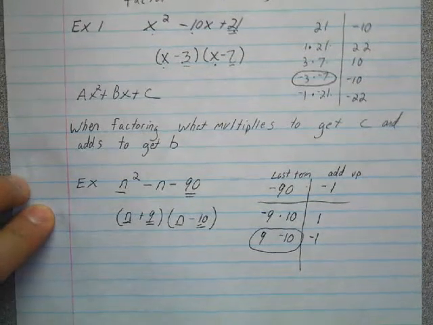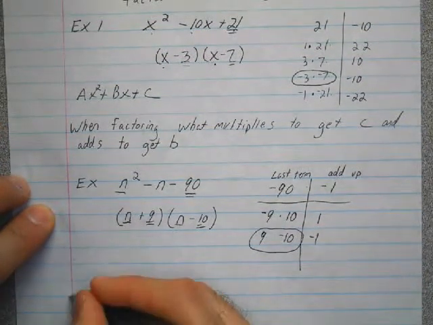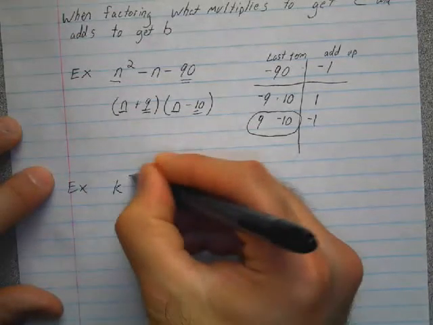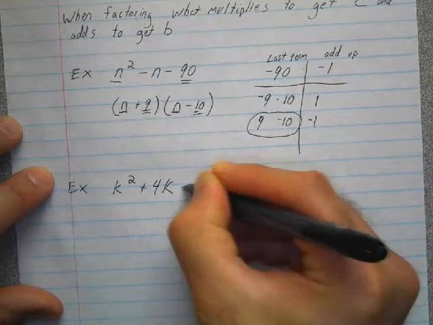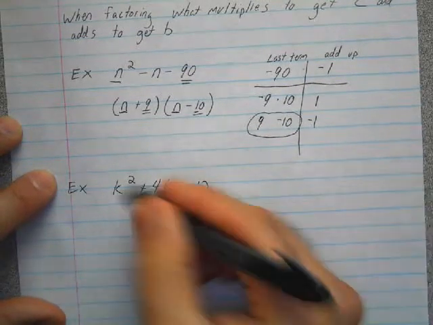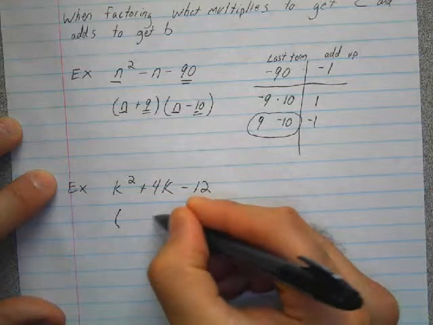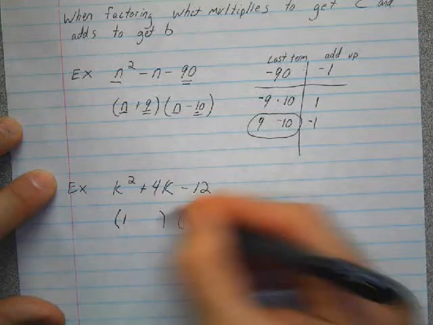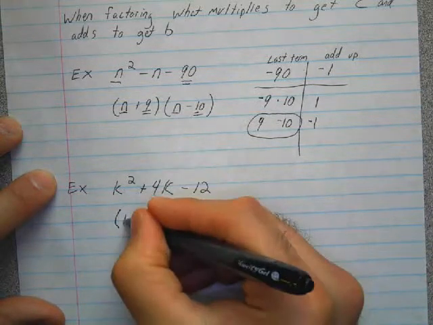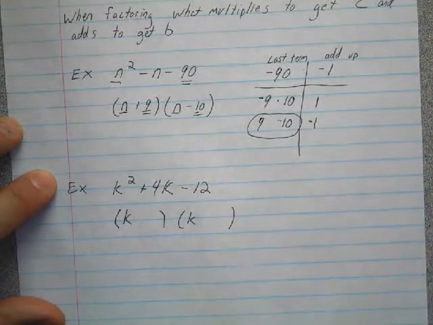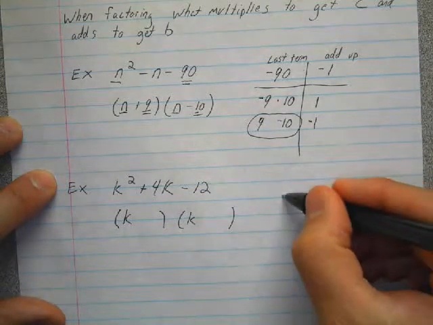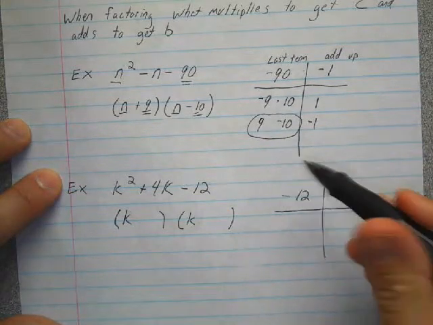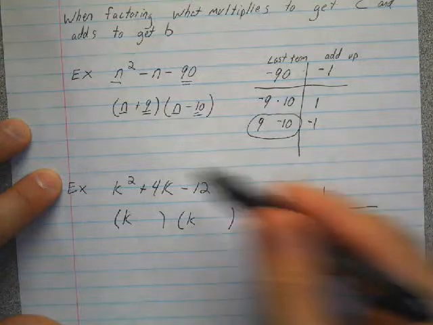All right, and we can look at another example. Another example would be k squared plus 4k minus 12. So again, you're going to start with 2 parentheses. For the first spot, what times what gives me k squared? Well, k times k. And then for the last spot, I can make my list, my little table, and I can think, what times what is negative 12, but adds up to be 4?